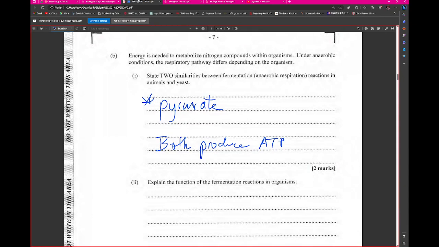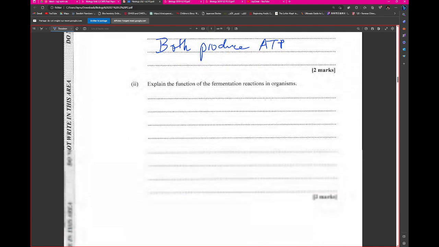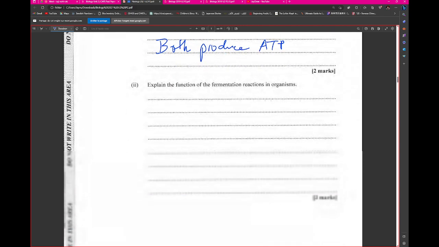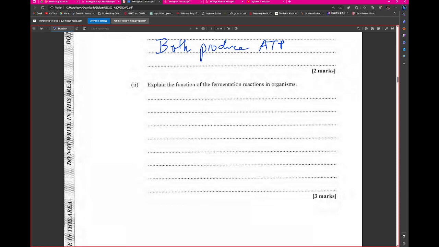Both are anaerobic already, so that's really said about the question. So I don't think that's a problem really. So we have that. Explain the function of fermentation reactions within organisms. Could somebody explain that? What is the function of fermentation within organisms?